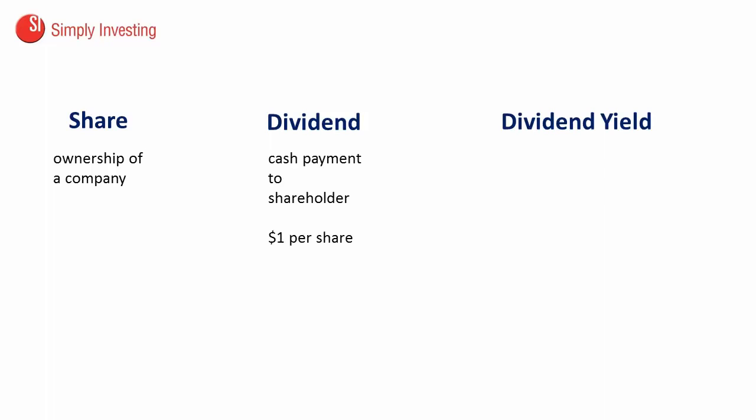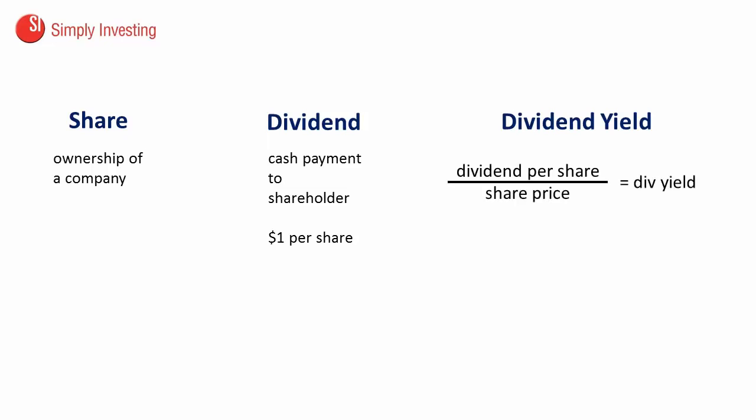So for example, if a company is paying out a dividend of $1 per share and you own 1,000 shares, you will receive $1,000 every year for as long as you own those shares and as long as the company continues to pay a dividend of $1 per share. And that money goes directly into your trading account. You can spend it as you wish or you can reinvest it. It's all up to you.